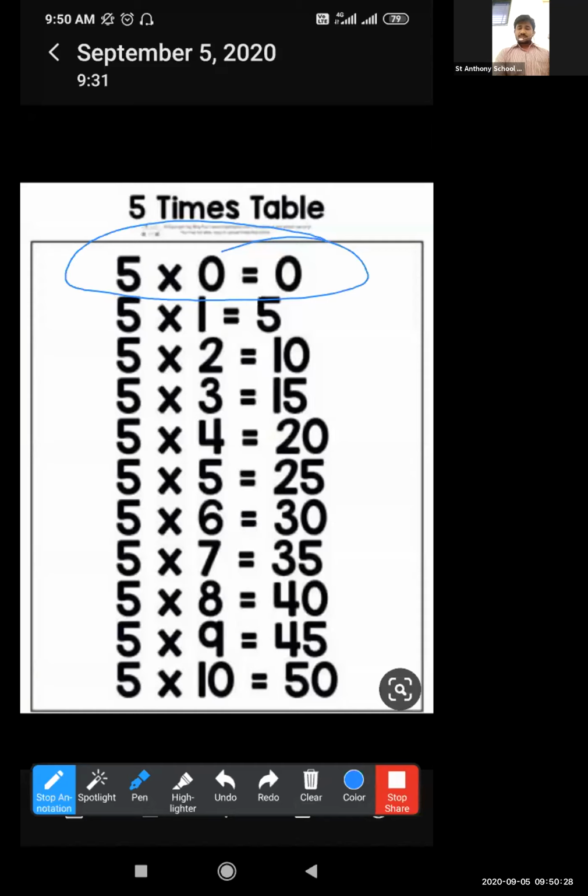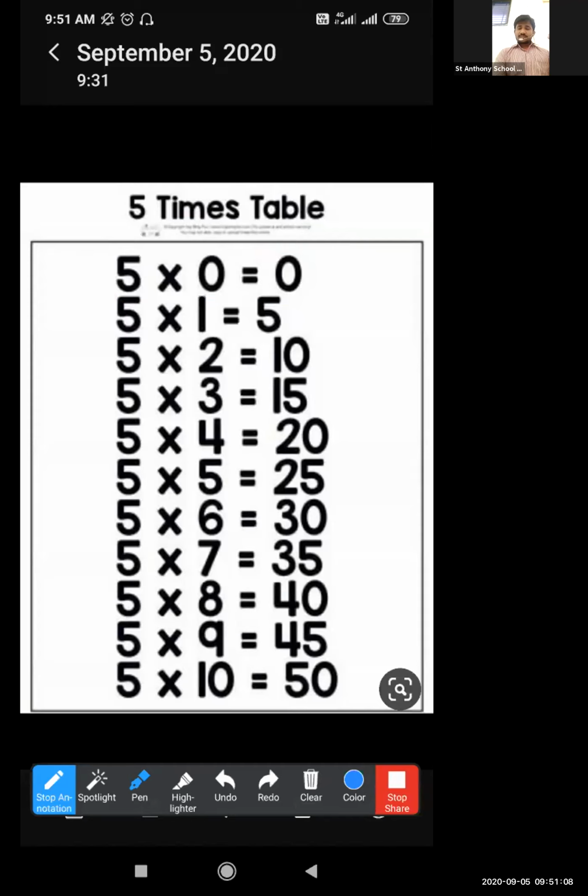Okay, so here 5 into 0, the answer is 0. Now if you add 5, 0 times, what answer will you get? You will get answer 0. Adding 5 0 times means you are not adding anything. You're not adding 5, right? So 5 into 0, the answer will be 0.